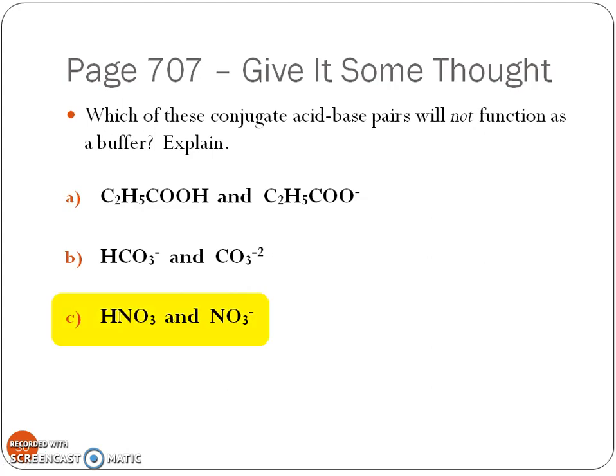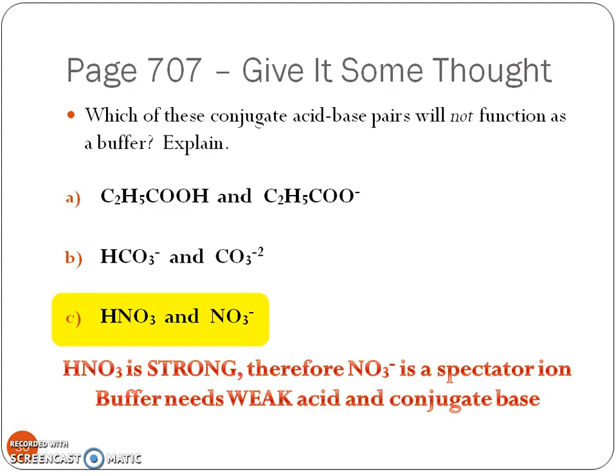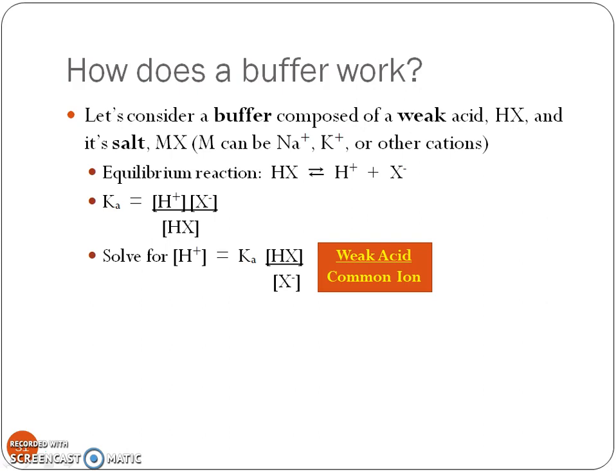Hopefully that makes sense, and you're probably thinking, it is the same ion, but remember, HNO3, nitric acid, is strong, therefore NO3- is actually a spectator ion, and we want to remember that a buffer needs a weak acid and its conjugate base or a weak base and its conjugate acid, okay? So you always need something weak in there.